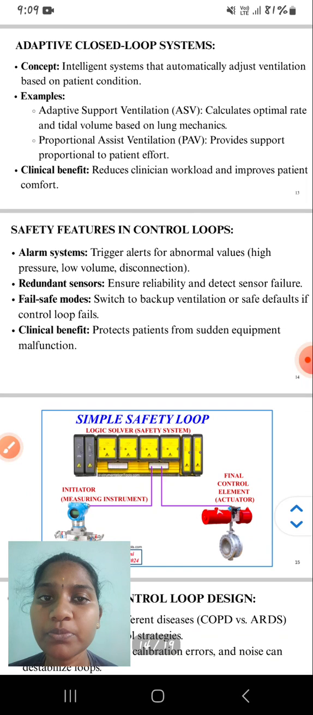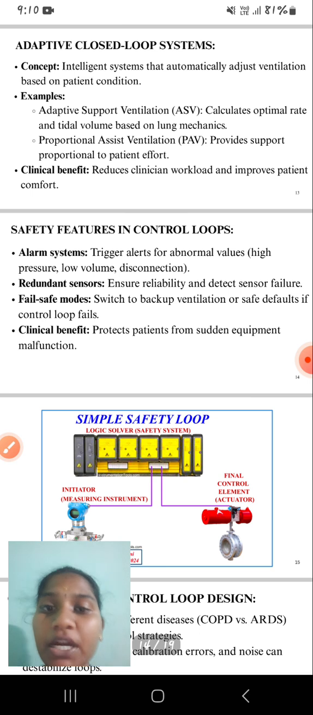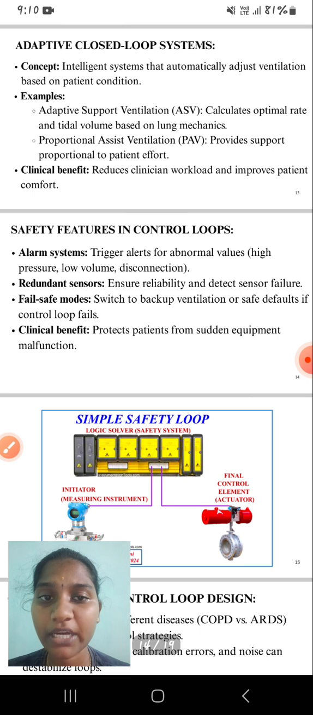Adaptive closed loop systems. Concept: an intelligent system that automatically adjusts ventilation based on patient condition. Example: adaptive support ventilation adjusts respiratory rate and tidal volume based on lung mechanics. Proportional assist ventilation provides support proportional to patient effort. Clinical benefit: reduces clinician workload and improves patient comfort.